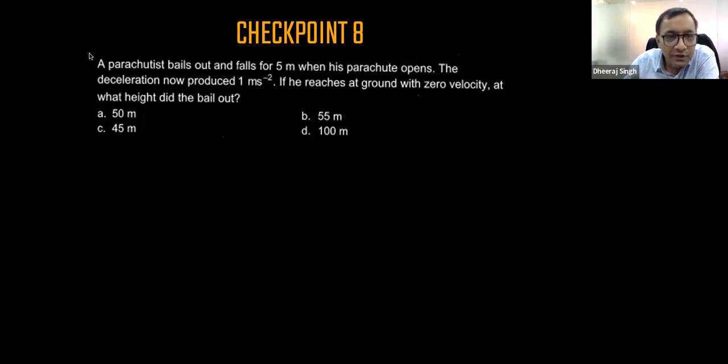Anyways, let us solve this question. There is a parachutist who bails out and falls 5 meters when his parachute opens. So after dropping 5 meters, the parachute opens. Before opening the parachute, will it gain an initial velocity or not? It'll gain the initial velocity or not? Oh, do I need to launch the poll? Sorry, I forgot that. Yeah, take the poll quick.